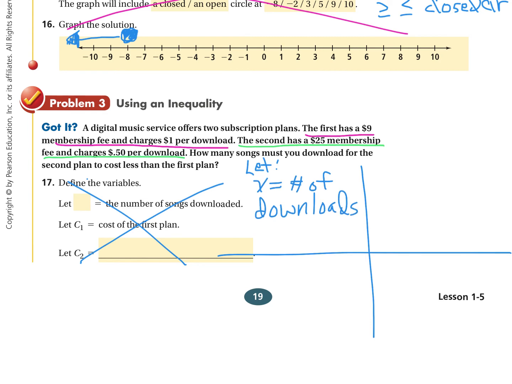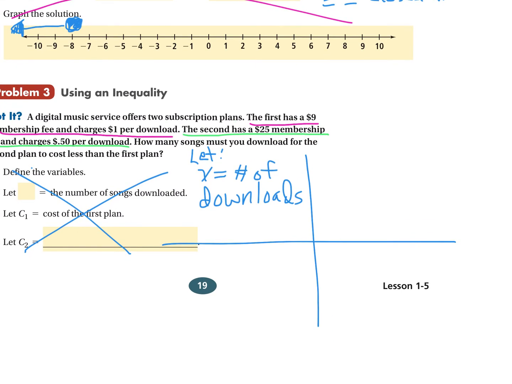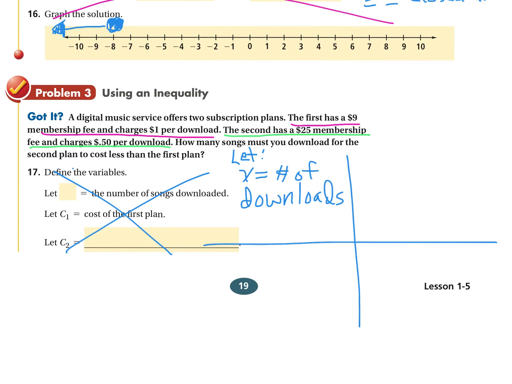Then over on the right side, which hopefully I won't run out of room. Let's see if I can move things over a little bit. So on the right side, I'm going to write my two different equations. And it says, how many songs must you download for the second plan to cost less than the first plan? So we're going to do the second plan first and then cost less than. So this is going to be just a less than symbol, not equal to, just less than. So we're going to do the second less than the first.